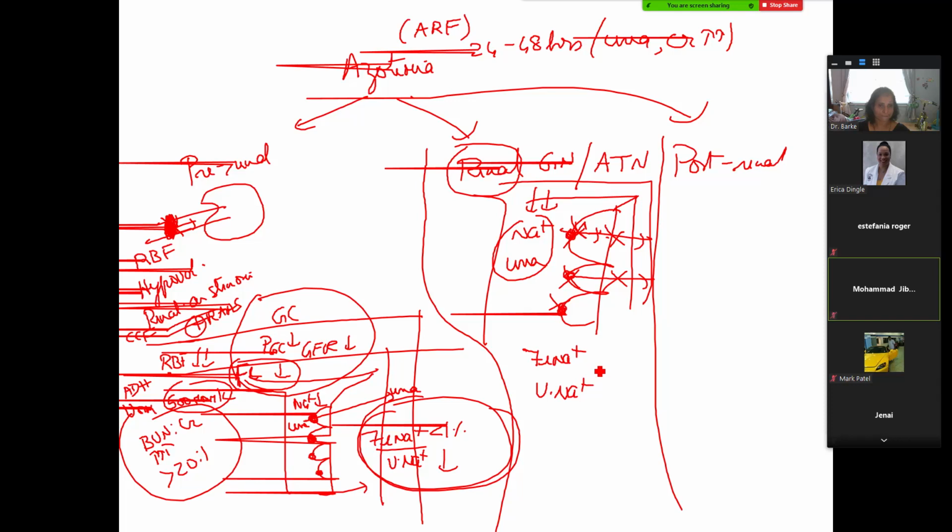Increase. Fractional excretion is greater than 1%. Urinary sodium will also increase because they are not going back, they are getting excreted. So because of that, even urea cannot go back. So what will happen to the urea creatinine ratio? Do you think it will be very high? Less than 20:1. It will be less.